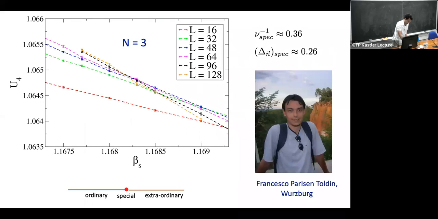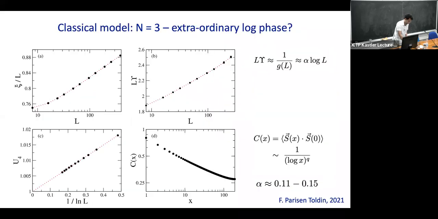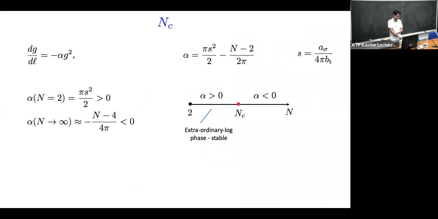All right, so now this is all theory, but can we check this numerically? And of course, the most interesting question is, what is the value of nc? And in particular, is n equal 3 above nc or below?